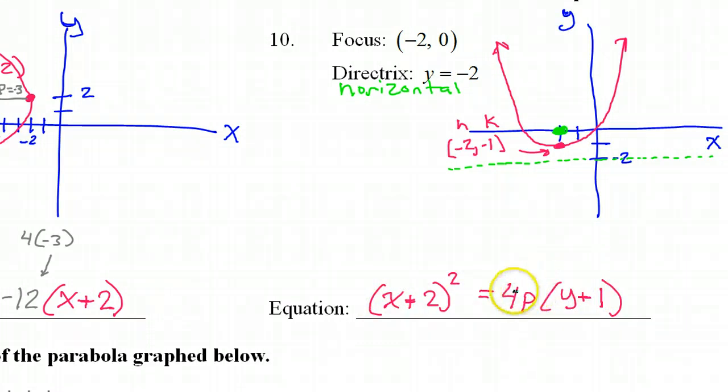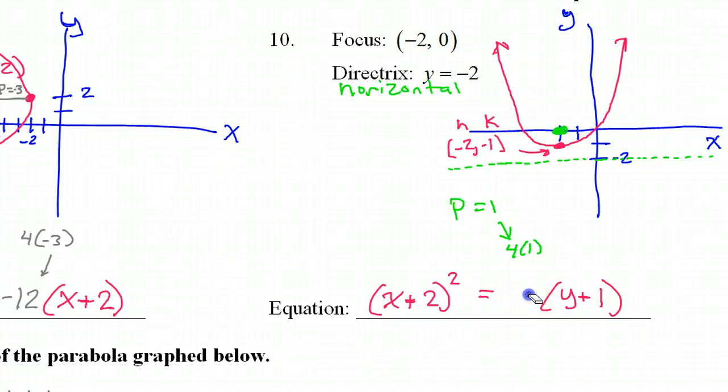We just need p so we can replace this with a regular number. Well, remember the p is just going to be the distance from the vertex to the focus. And of course they're separated by only one little unit there. So right away we know that p is equal to 1. So that means 4 times 1 is our 4p. So that's just going to be 4.